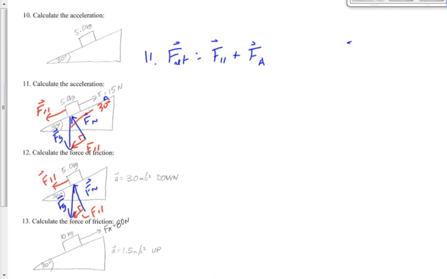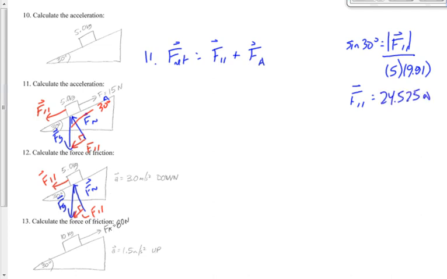Let's say sine 30 degrees is equal to opposite, that's F parallel, over the hypotenuse, which is m times g, 5 times 9.81. So F parallel is going to be equal to 5 times 9.81 is 49.05. Sine 30 is, 24.525. Thank you. So now we plug them in here. We got a mass of 5 times acceleration. F parallel is negative 24.525.